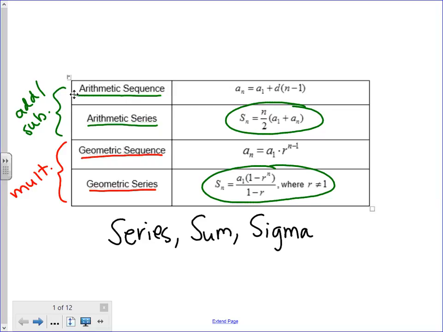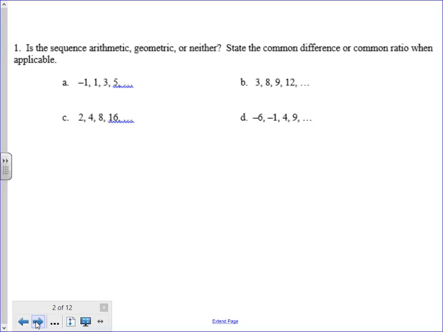The formulas with the A sub n's are my sequence formulas. They find me the rule for the sequence, or they find me a specific term in a sequence. All right, so let's look at number one. In number one, we're just asked to determine if the sequence is arithmetic, geometric, or neither. Remember, arithmetic is adding or subtracting. Geometric is multiplying, and neither would be a pattern that is not adding, subtracting, or multiplying.